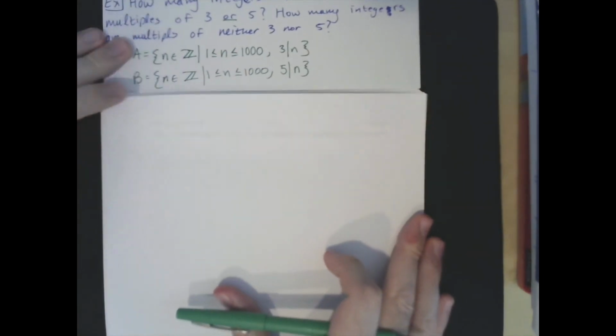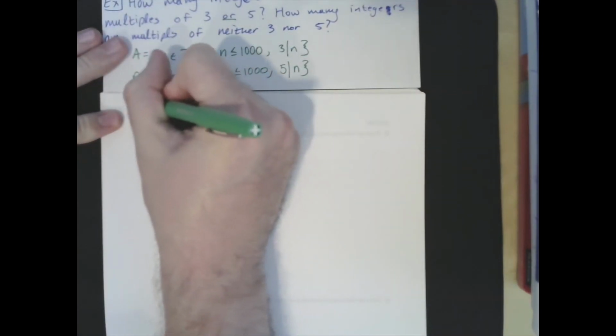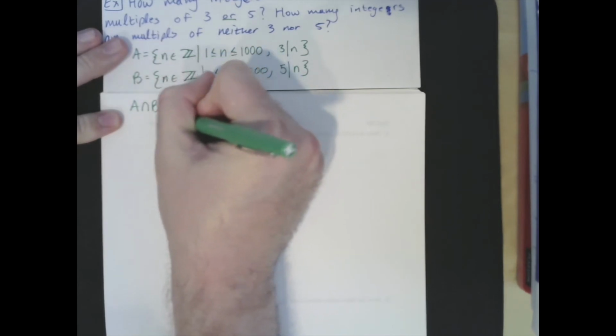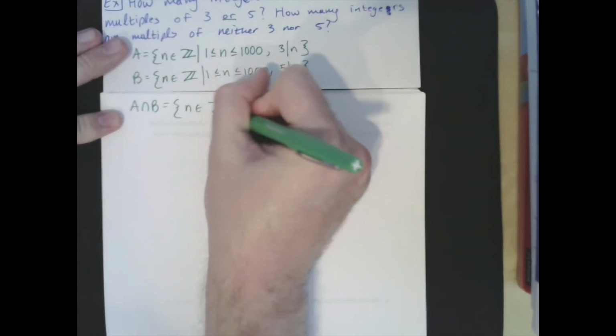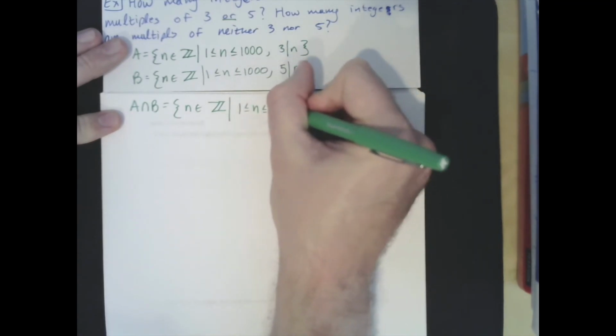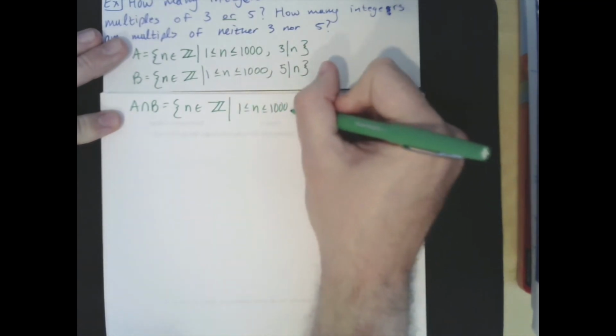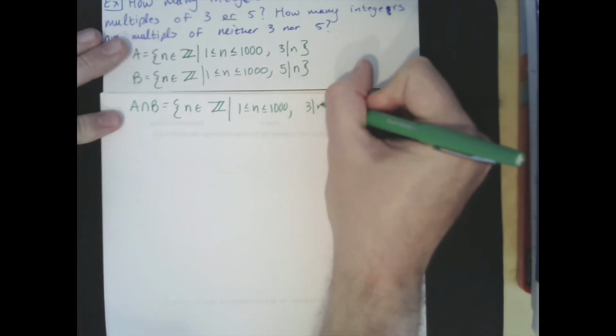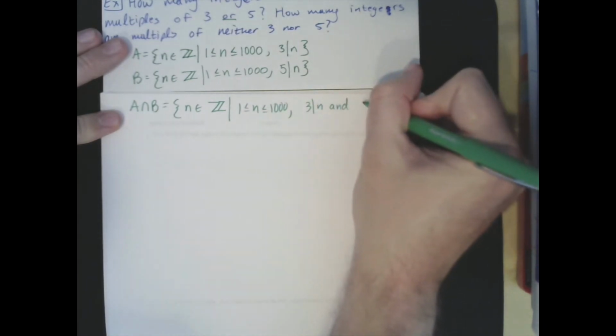So A intersect B is the set of integers n such that 1 is less than or equal to n is less than or equal to 1,000, and 3 divides n, and 5 divides n.